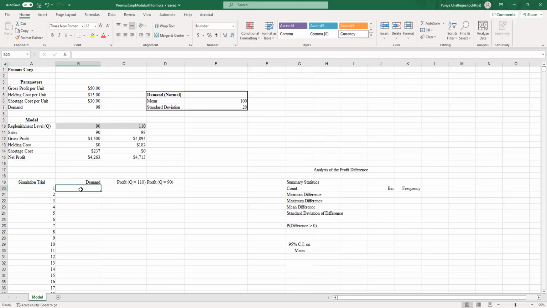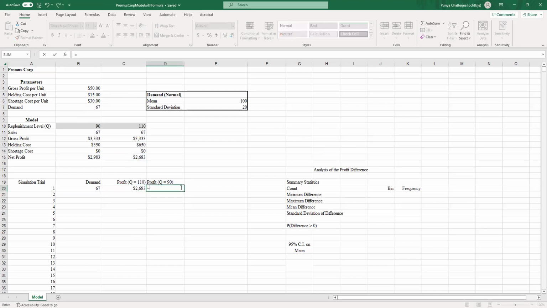Once you have that, the next step is to link your random inputs and outputs. Your only random input is your demand, so I'm going to link my demand to your formula right there. And then the profit formula right here is for replenishment level 110, and then I'm going to link this to the profit for replenishment level 90.